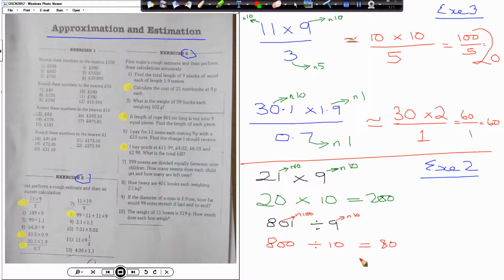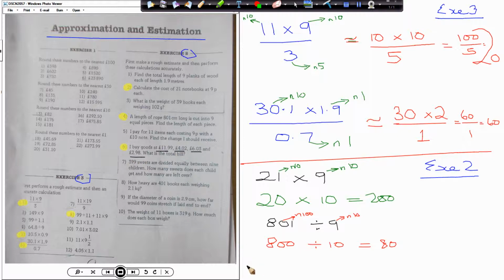Okay, next. 800 divided by 10 is 80. That's done. That's lovely. Last one is number 6. I buy goods at this price: £11.99, £4.2, £6.3, £2.98. What is the total bill? Now, normally for that kind of question, what would we do with those numbers? If I want to make a total bill, Khadija, what would I do? What would you do with those numbers here? This one, this one, this one.